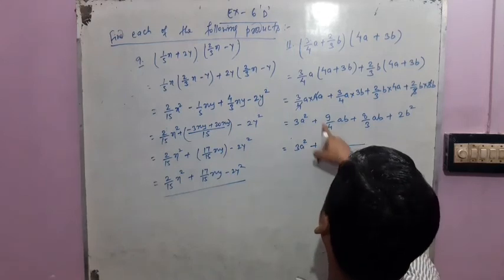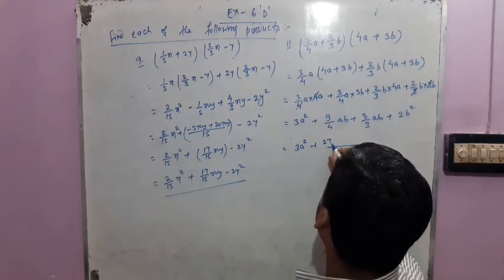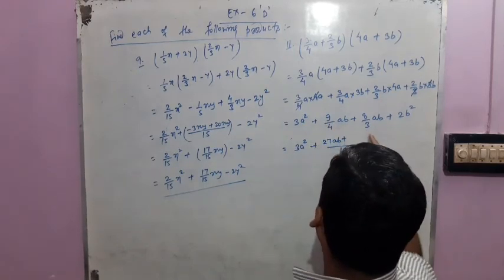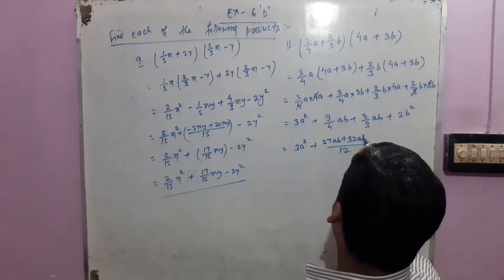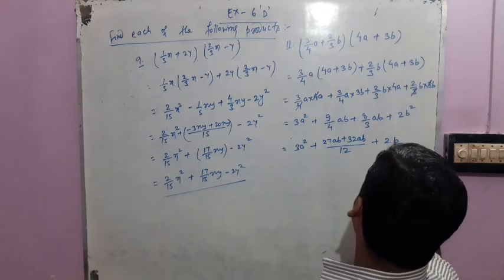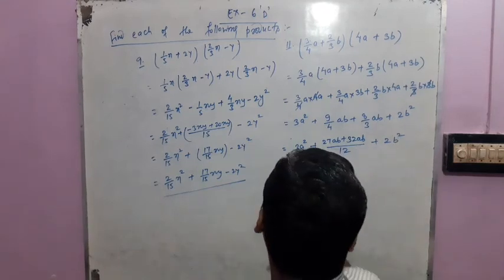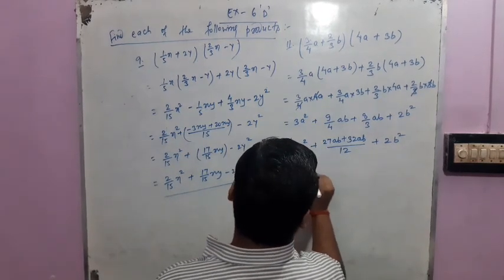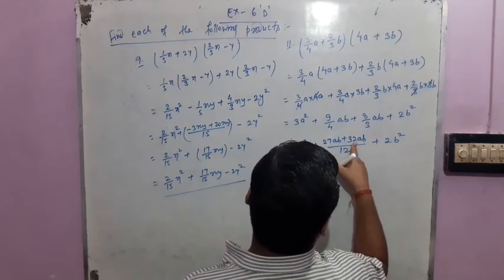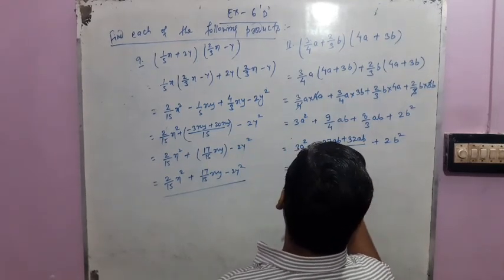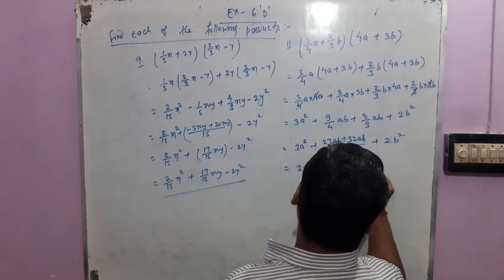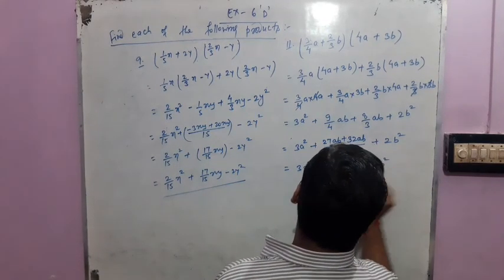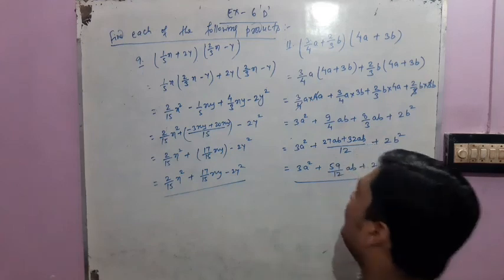4 threes are 12, 9 threes are 27 ab, and 3 fours are 12, so 8 fours are 32 ab. Okay students, plus 2b square. Now doing here 3a square and 27 and 32, that is 59/12 ab plus 2b square. That is the product.